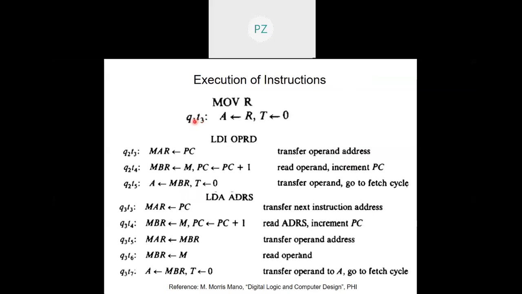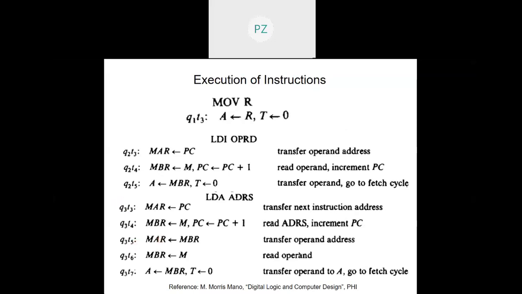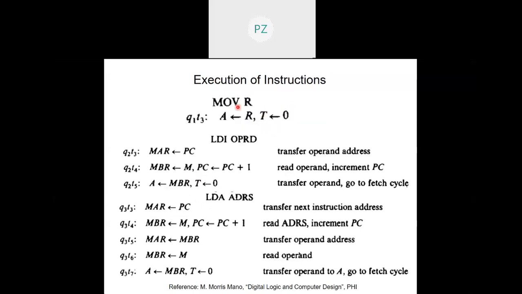Q1 because the opcode is 00000001, and T3 why? Because till T2 the opcode fetch has been happening, so the next one should be T3. So Q1 and T3 should do R to A, and the timer should be reset so that the next time it starts from T0, that is opcode fetch or instruction fetch itself. So this will be the micro operation corresponding to MOV R, provided that the instruction fetch has already been done.